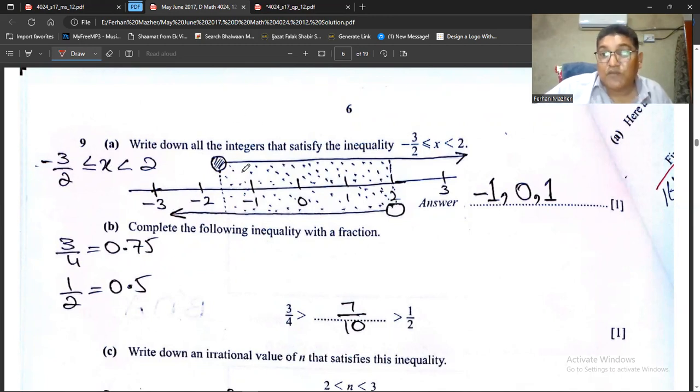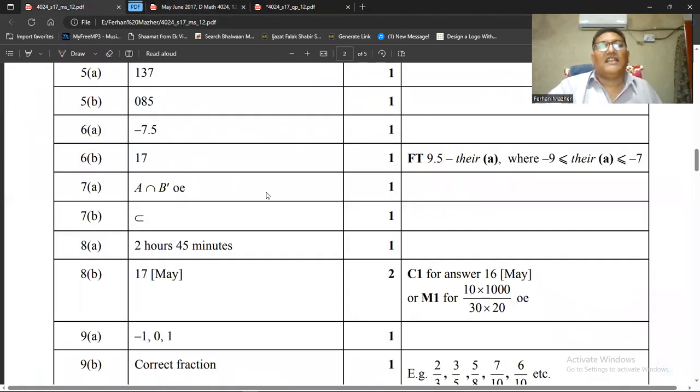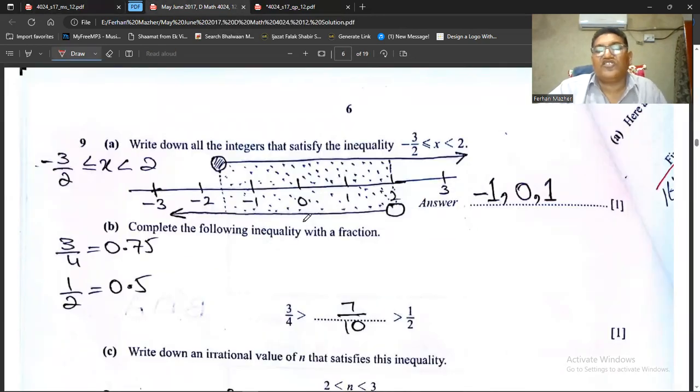So the overlapping portion between these two arrows is this one. In this, the integers are minus 1, 0, 1. This 2 is not included in the answer because it is not shaded. So minus 1, 0, and 1 is the answer. So this is the solution of that question, sir.